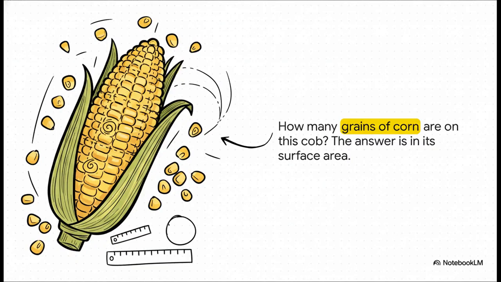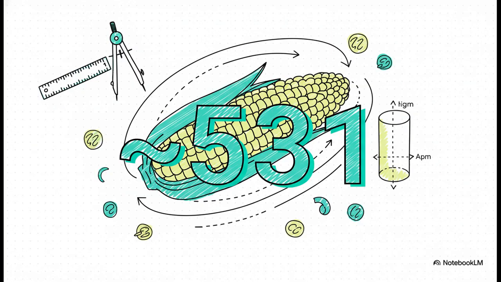And here is a great example. A corn cob. It's basically a cone, right? So if we know its dimensions, and we know that each square centimeter holds about 4 grains of corn, can we actually figure out how many grains are on the whole cob? Yes, we totally can. By calculating the curved surface area, we find there are approximately 531 grains of corn on this cob. It is absolutely amazing how geometry can answer questions just like this.